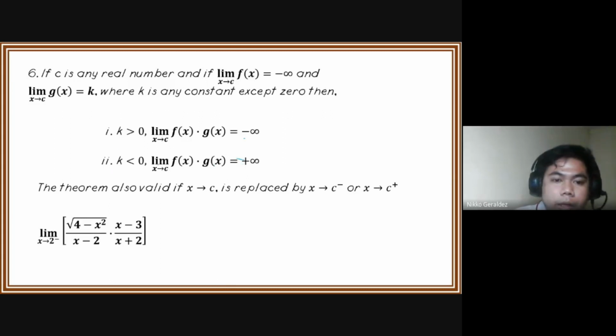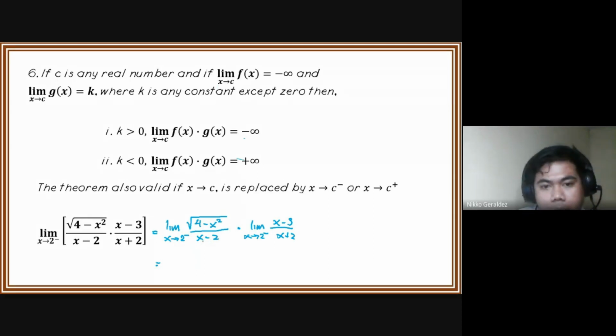No? Oh, try natin. So, limit of square root of 4 minus x squared over x minus 2 times x minus 3 over x plus 2 as x approaches 2 from the left. So, we have limit of square root of 4 minus x squared over x minus 2 as x approaches 2 from the left, times limit of x minus 3 over x plus 2 as x approaches 2 from the left. So, that is equal to.